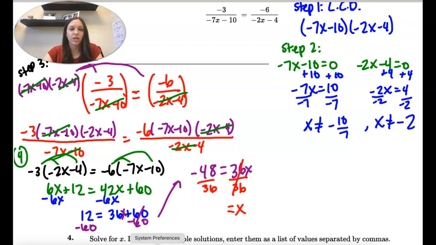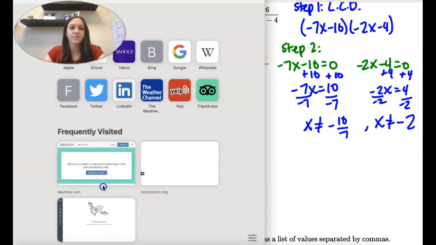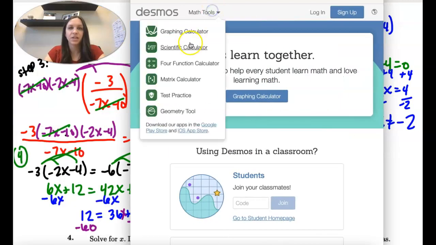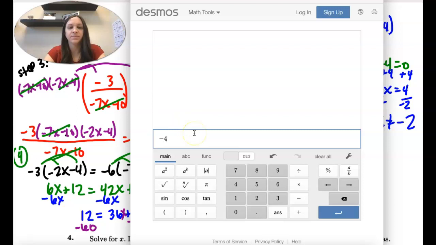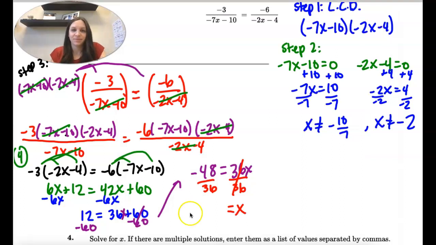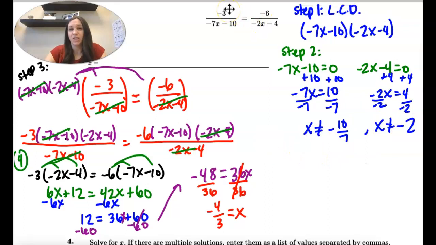So negative 48 divided by 36. And I'm just going to put it in my calculator and have it reduce it, from negative 4/3. Okay, so that is not one of our restricted values. But step 5 says we need to check it.